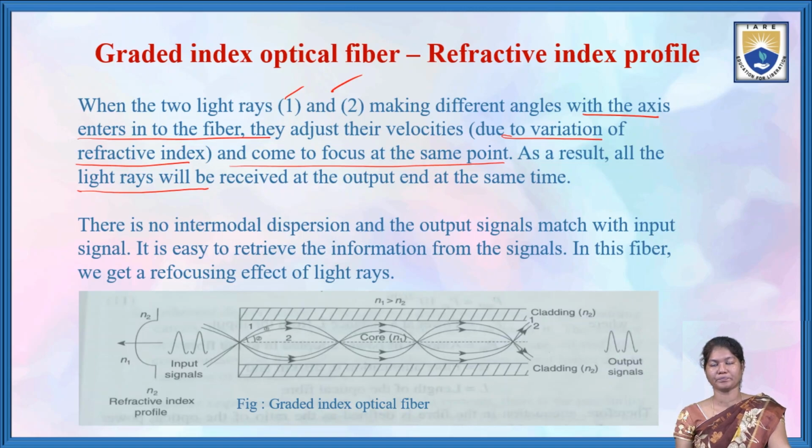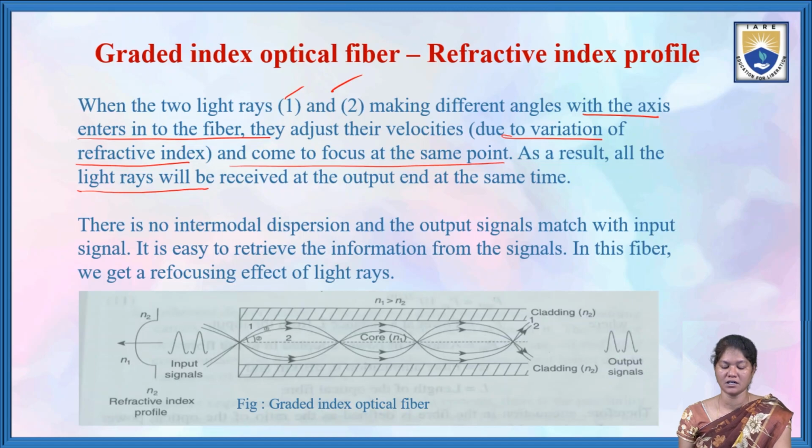Whereas in the multi-mode step index optical fiber, the output signal is not received at the same time, because rays making a larger angle and a smaller angle suffer more reflections and fewer reflections, taking more time and then a shorter time. So the signals come at different times, and we get an overlapped signal in the multi-mode step index optical fiber.